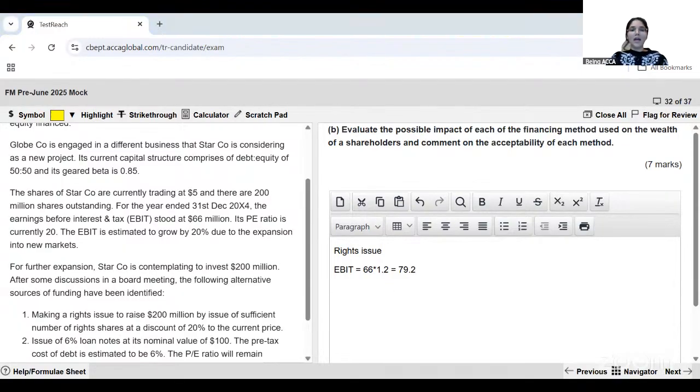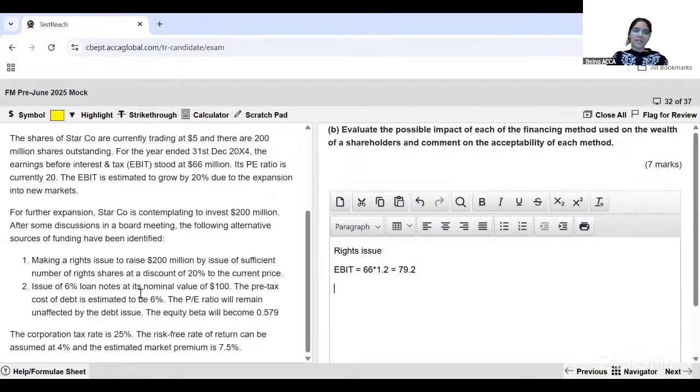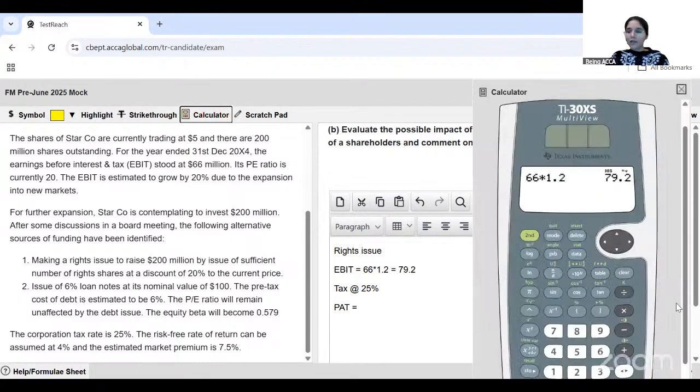Now here I do not have any interest because I'm financing via rights issue. Presently also I'm all equity financed. So I only have to pay tax. Tax is going to be paid at 25%. So how much is going to be my PAT? Let's calculate. I want to take away 25% from this. So 1 minus 0.25, that's going to give me 59.4. This is going to be my PAT.